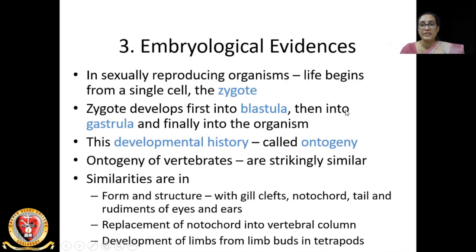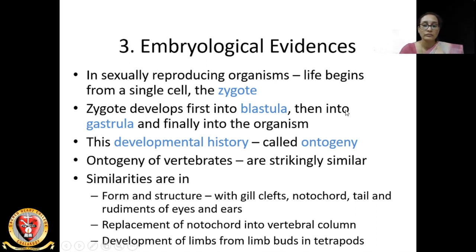Now, the third type of evidence which suggests that organic evolution actually happens is embryological. Now, if you look at all sexually reproducing organisms, they all start from a single cell, the zygote, which is formed by the union of the sperm and the ovum. This single cell zygote then divides and develops into first the blastula and then the gastrula, which is also seen in all the organisms. Now, the developmental history of an organism, that is called ontogeny. So the developmental history or the ontogeny of vertebrates, if you look at it, it is strikingly similar.